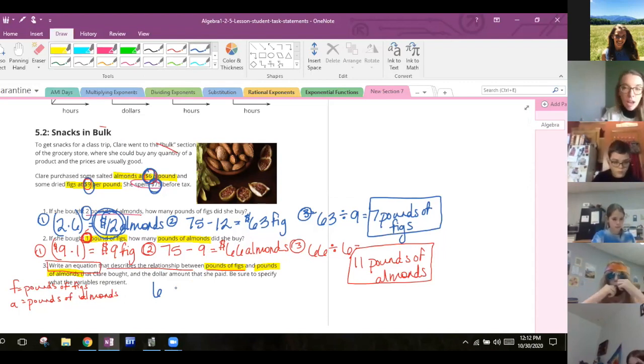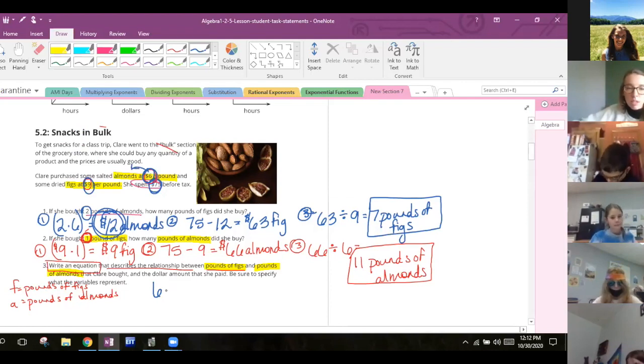Okay, but do we know how many pounds of almonds that we bought? No. What are we going to use instead? A, for almonds, because the $6, remember, that's the price of the almonds. So that's going to go 6A.